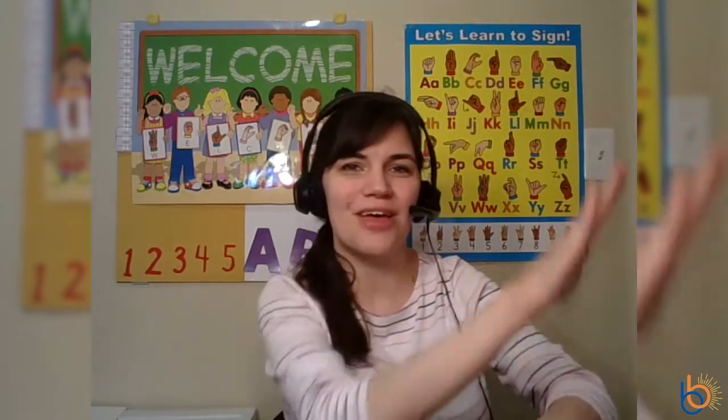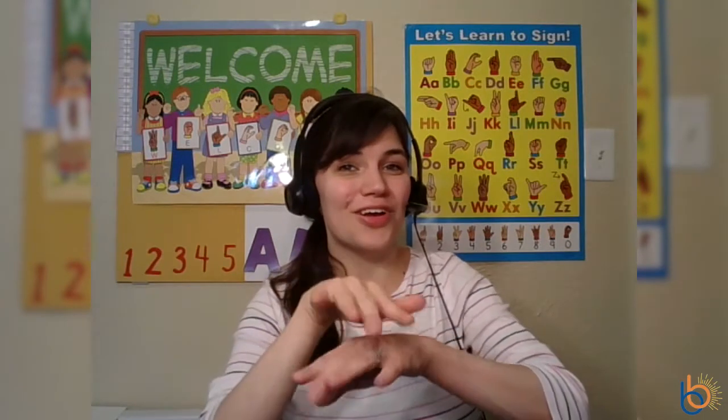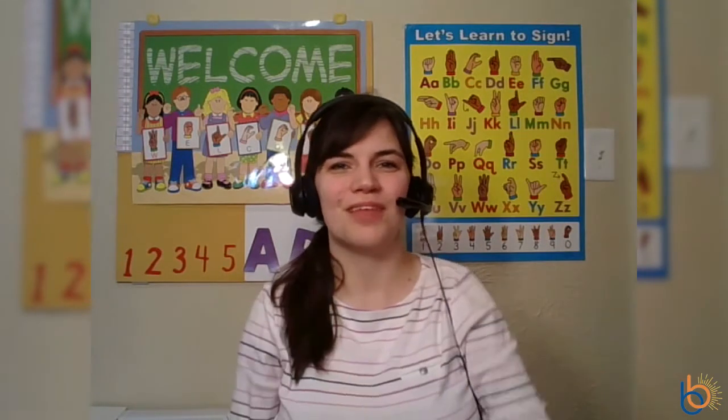To sign beach, use one hand as the shore and use the other hand to show the wave coming up and going back down. Beach. Okay, so ocean is just the waves. A beach has a shore and the waves. Beach. And a river flows forward.